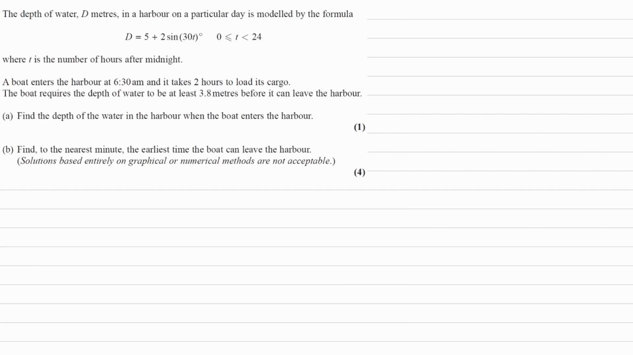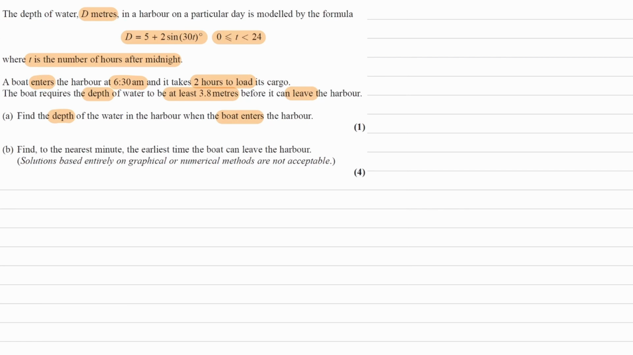The depth of the water in meters in a harbour on a particular day is modelled by this equation, and we're told that t is between 0 and 24. T is the number of hours after midnight. A boat enters the harbour at 6:30 a.m. and it takes 2 hours to load its cargo. The boat requires a depth of water to be at least 3.8 meters before it can leave. And then we want to find the depth of the water when the boat enters the harbour.